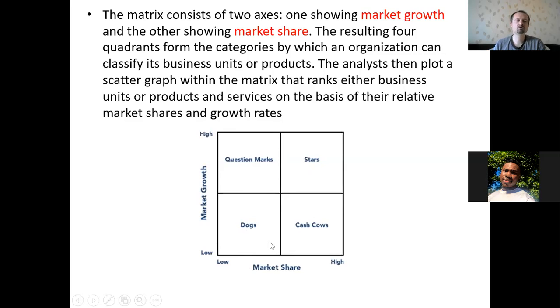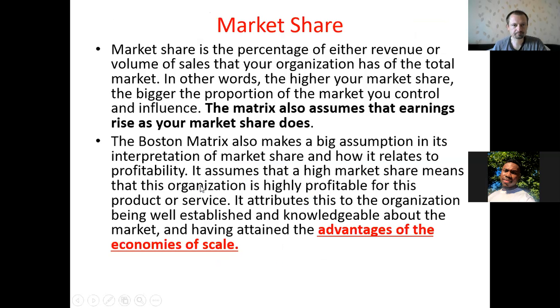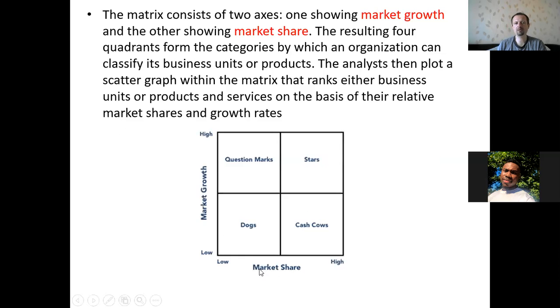So we have 2 axes. The first is market share and the second is market growth rate. Let's discuss every dimension of this very matrix. The first dimension is market share.